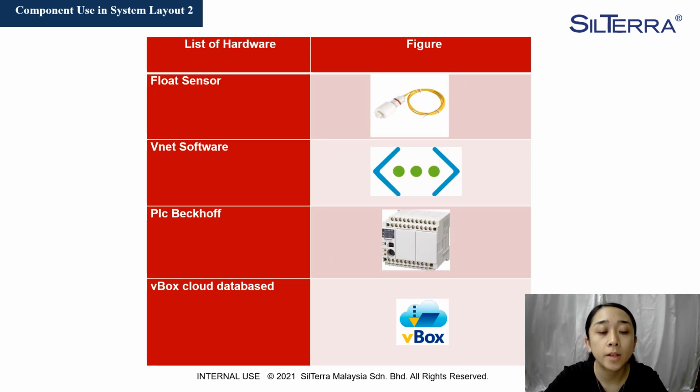Okay, so next, these are the components used in system layout 2. The first component is a float sensor. The float sensor is a type of sensor used to detect the level of liquid in a container or tank. It consists of a float that rises or falls with the liquid level, and this movement is used to trigger an electrical signal.